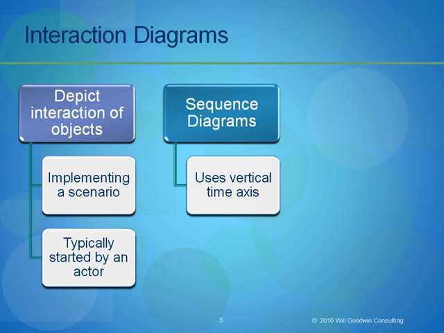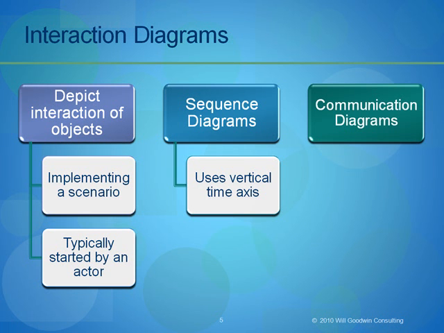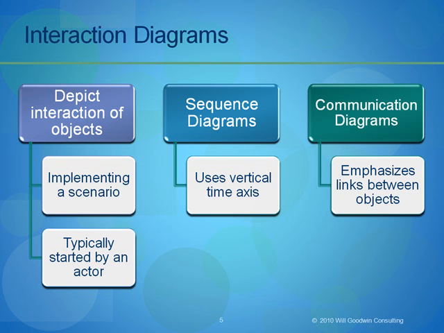Sequence diagrams, the ones that we're going to explore in this module, have a vertical time axis, which makes it very easy to indicate the ordering of the messages. And communication diagrams are designed to emphasize the links between objects. They can depict the same kind of interaction that a sequence diagram can.